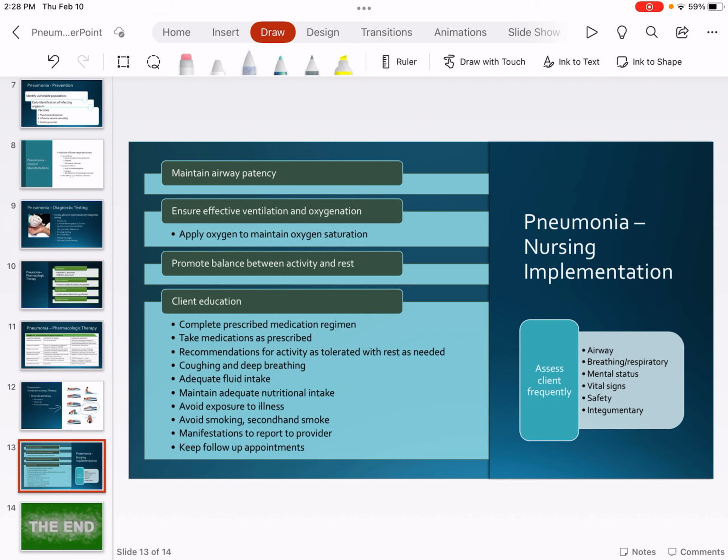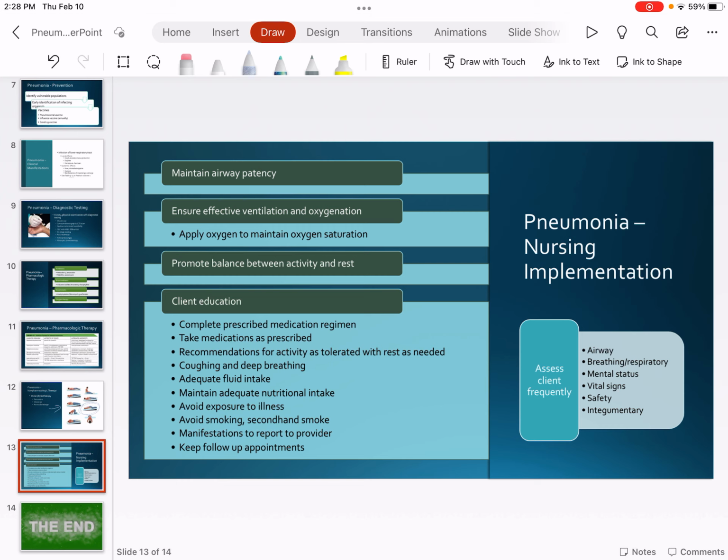Adequate nutritional intake is important to help fight this infection appropriately. They should avoid exposure to illness, avoid smoking and secondhand smoke. And then you need to talk to them about what concerning signs and symptoms to watch for, to seek medical treatment for those, and talk to them about their follow-up appointments and care.